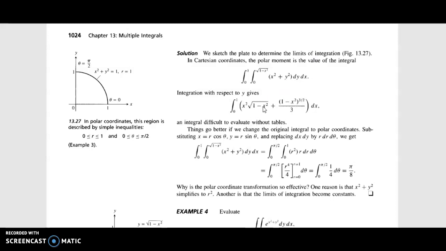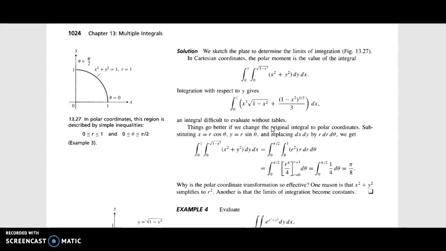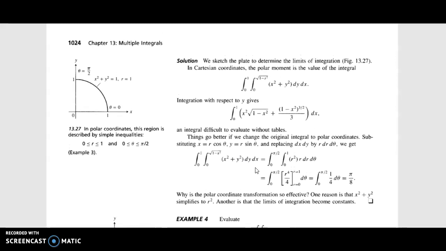So integration with respect to y is given by, we have to integrate y first, next we have to do this. But this is very difficult to integrate. Look at this, that is (1 minus x square) raised to 3 by 2 by 3. Again we have to integrate this with respect to x. This is very difficult. So in this case we have to convert this into polar form, and it will be very easy to calculate.